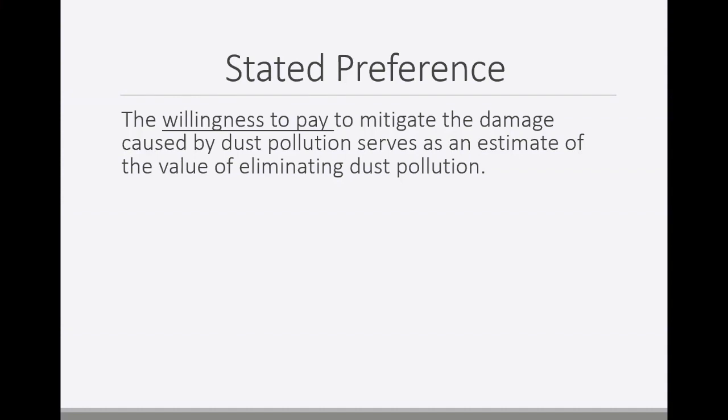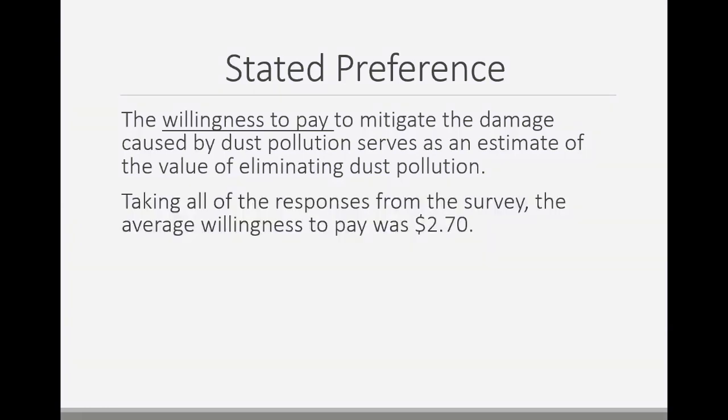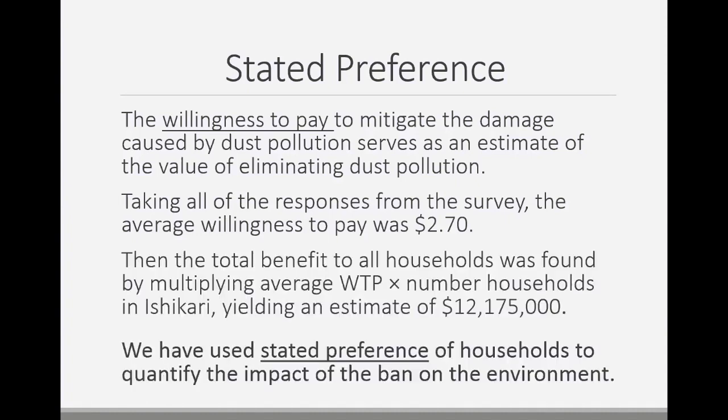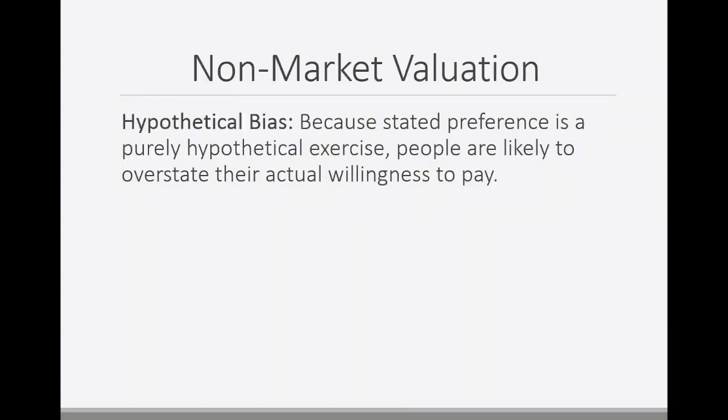This method of non-market valuation is called stated preference. This survey was sent to elicit households' willingness to pay to mitigate the damage caused by dust pollution, which serves as an estimate of the value of eliminating dust pollution. Taking all of the responses from the survey together, the average willingness to pay was $2.70. Here we have used the stated preference of households to quantify the impact of the ban on studded tires on a non-market good, dust pollution. The stated preference method yielded an answer, a number that we could attach to the value of dust pollution.